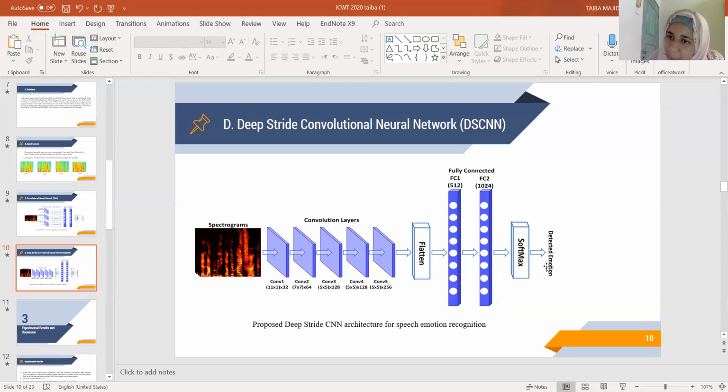Here we have used the same activation function, that is the rectified linear unit. Also, we apply batch normalization in order to smoothen the architecture and work faster.